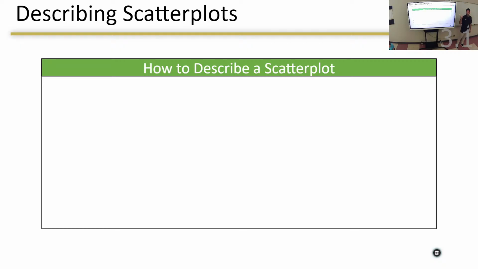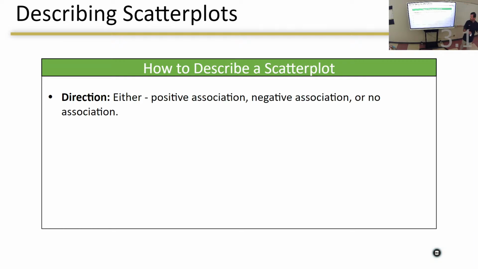Big deal here, right? How to describe a scatter plot. You know that if it's categorical data, you describe high, low, something else. If it's numerical data, it's shape, center, spread. If it's a scatter plot, these are the things we describe. So the first thing is direction. Is it going uphill? Is it going downhill? Or is there just no direction whatsoever? It's typically either positive or negative or none.